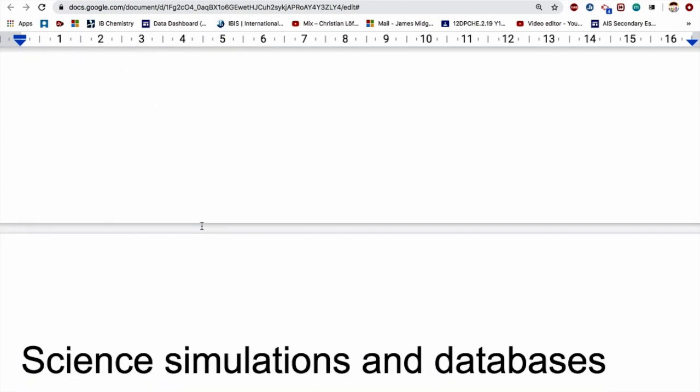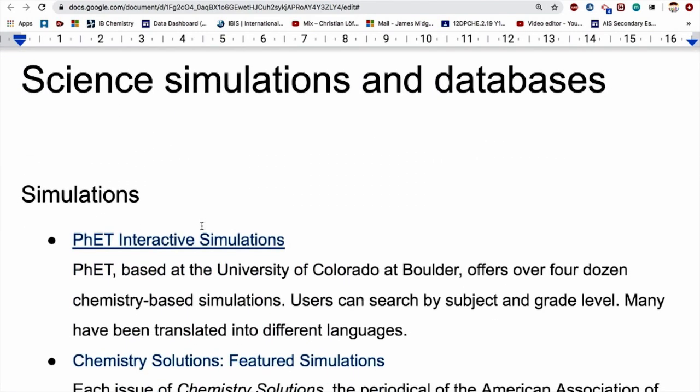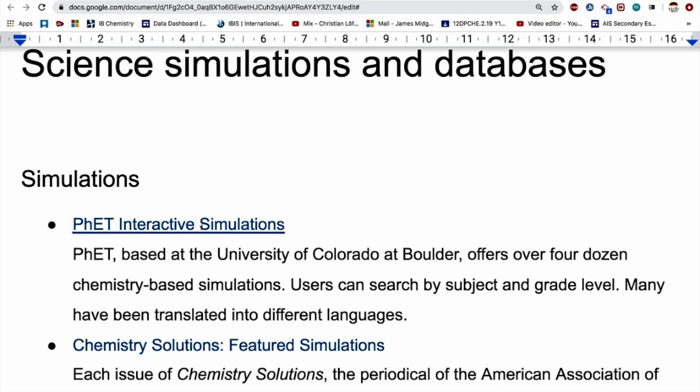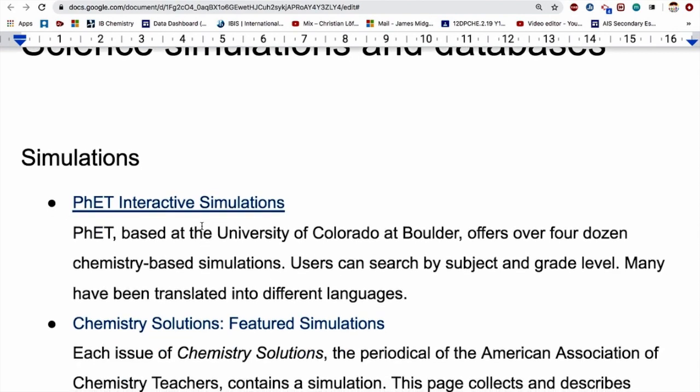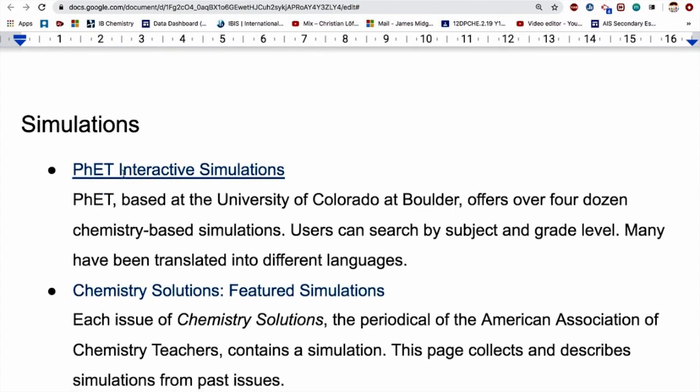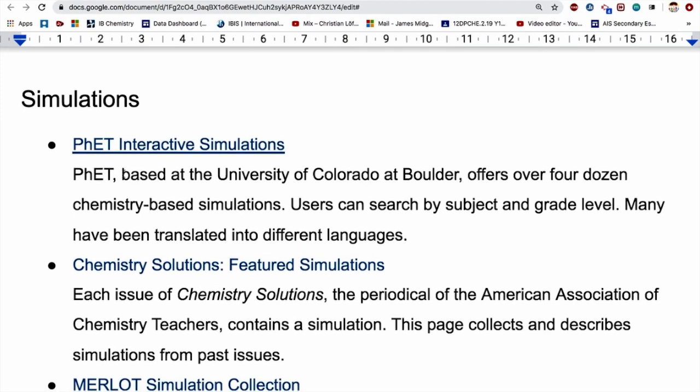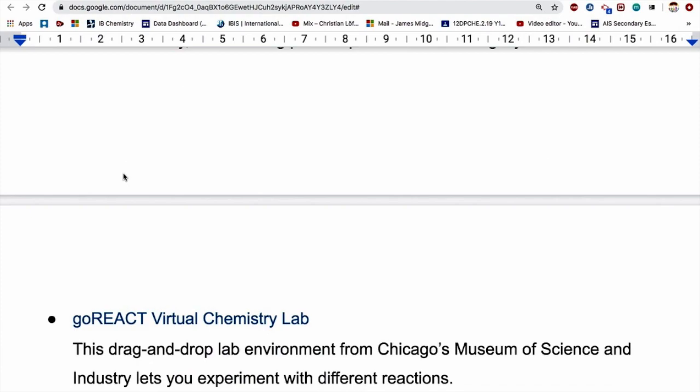Okay, I have included at the bottom, this is not mine, I've borrowed it from the IB Chemistry Teachers group, some science simulations and databases. Everyone uses PhET. Why do they use PhET? Because it works. But be careful. You need to use the simulations where you can control the control variables, not just come out with a known result. So more of this later in this video.